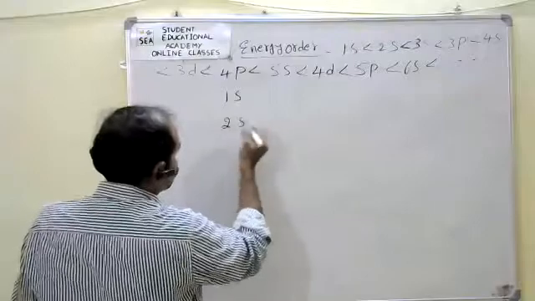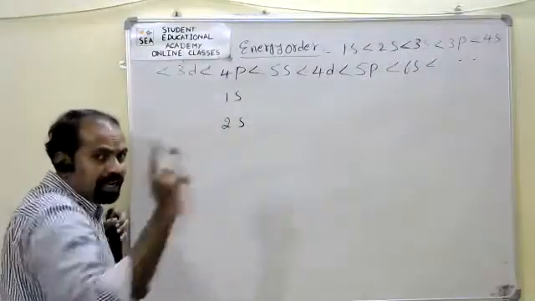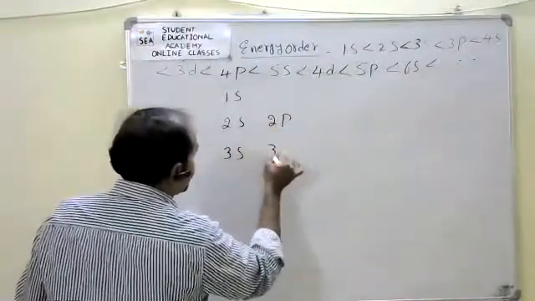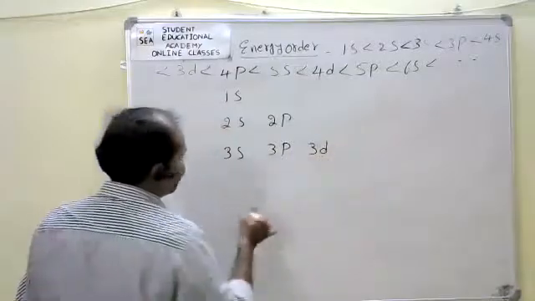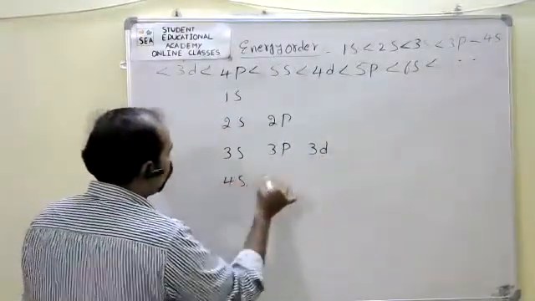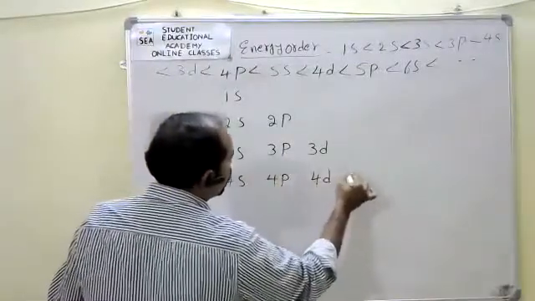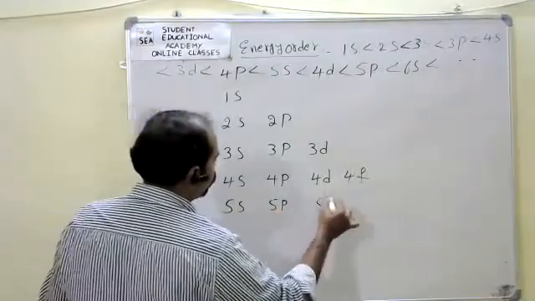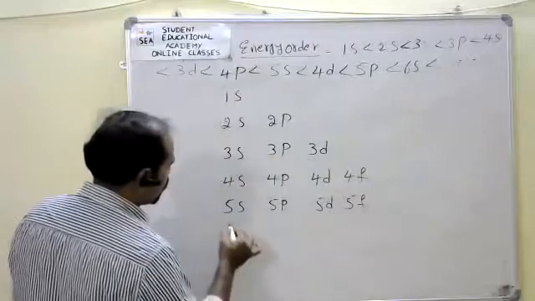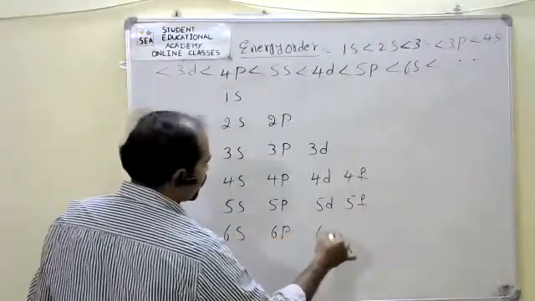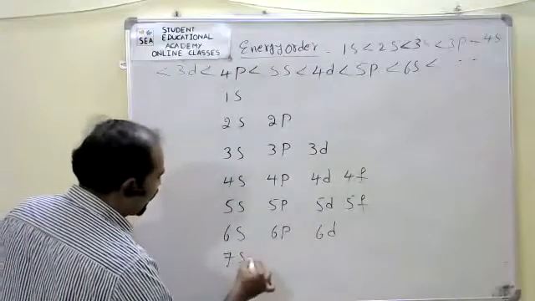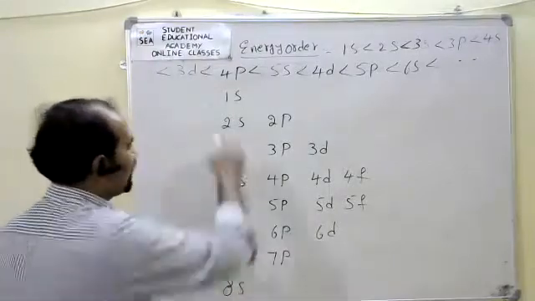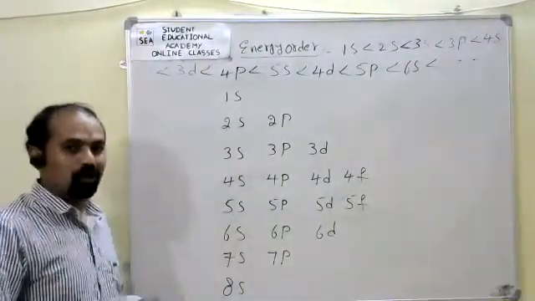Write down like this: 1s. The first shell contains only one orbital, 1s. Then 2s, 2p, 3s, 3p, 3d, 4s, 4p, 4d, 4f, 5s, 5p, 5d, 5f, 6s, 6p, 6d, now decreasing, 7s, 7p, and 8s. See, I have taken it like this.